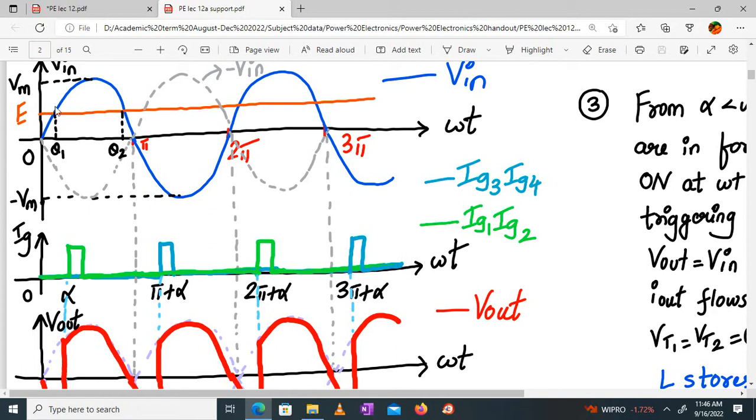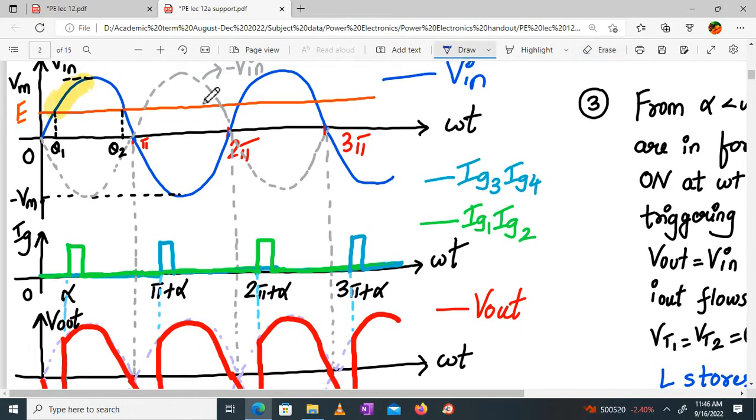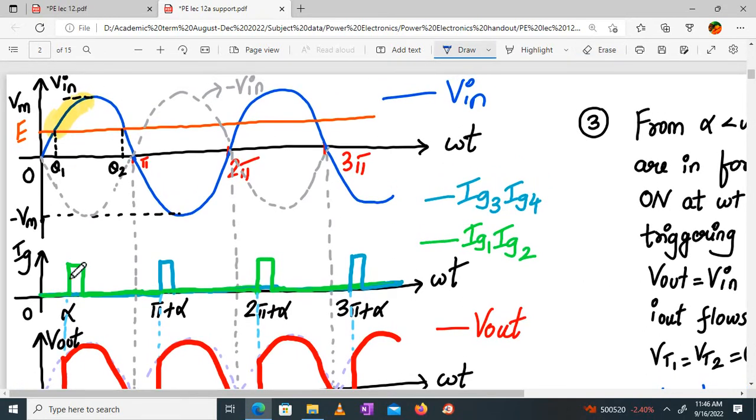That means this portion of this section, right? Let me highlight it in color. This section. Now you are entering this section, right? So when V in becomes greater than E, the entire operation becomes similar. Now what happens? T1 and T2 are eligible to turn on, right? Yeah. So beyond theta 1 and alpha, your T1 and T2 are forward biased by the supply voltage. T3 and T4 are in reverse blocking mode, and everything is off.